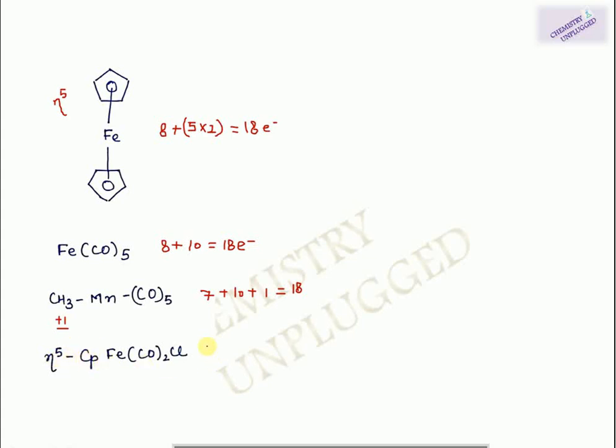Now we have this complex of iron. Cp is in an eta 5 state, which means it is providing 5 electrons. Iron has 8, 2 CO means 4 electrons, and 1 by this Cl. So it will become 18. So it is also following the 18 electron rule. Now we will take some more examples.